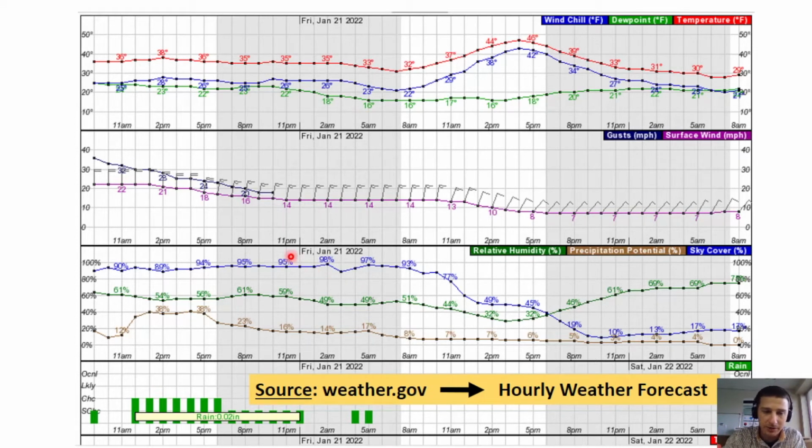So we can come down to the third graph here, and on the blue line, they're showing us the predicted sky cover, the predicted amount of clouds in the sky. And so right now, today, it's pretty cloudy. As I look out the window, it's 90%. And so they're saying for Thursday night, early Friday morning, we're going to have essentially 100% cloud cover.